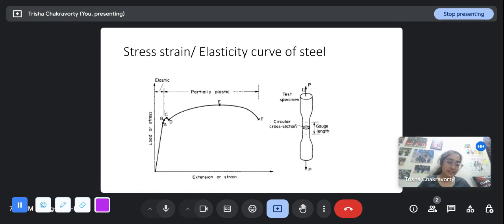This force is increased in steps and the force is noted down. From that we can get the stress at each step, and we use a device like a strain gauge maybe to find out the strain at each stage as well. So we can plot the stress strain curve.